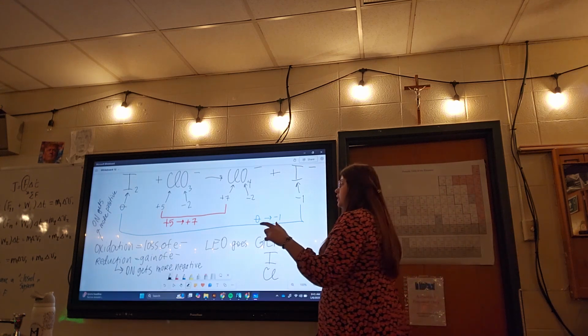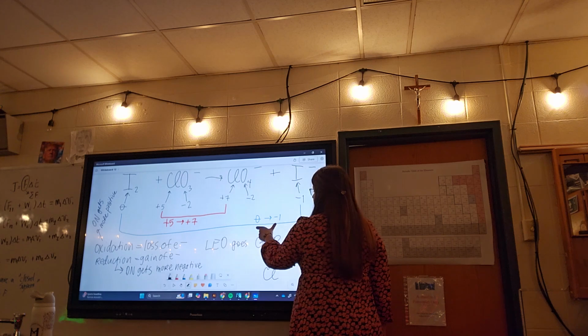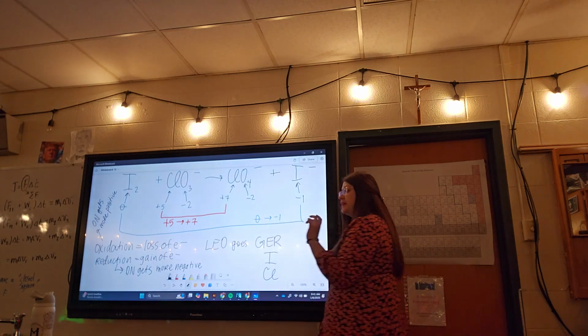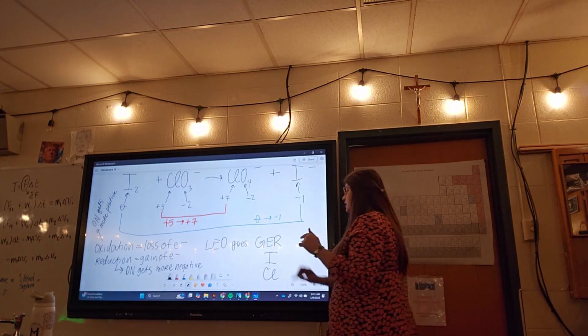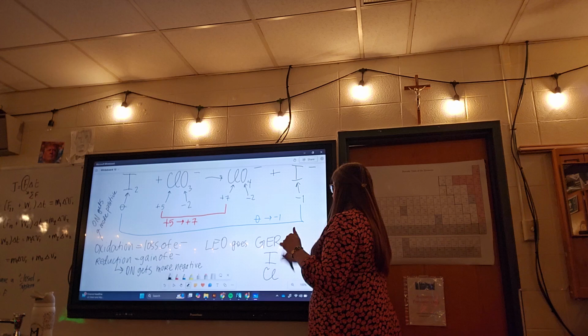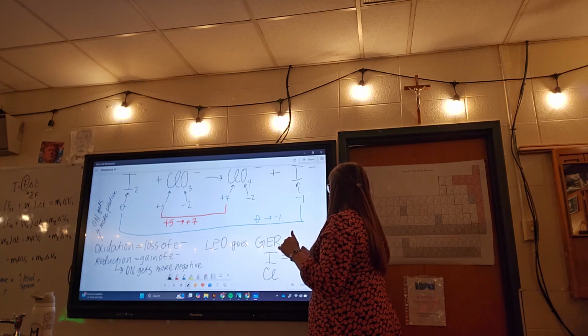All right, so let's look at what's happening. In the case of iodine, I'm going from 0 to -1. Is that number getting more negative or more positive? More negative. So then iodine is the reduced species.